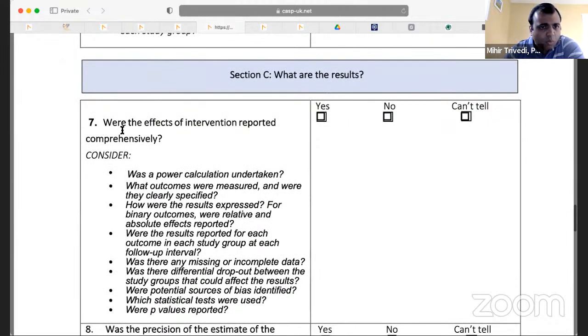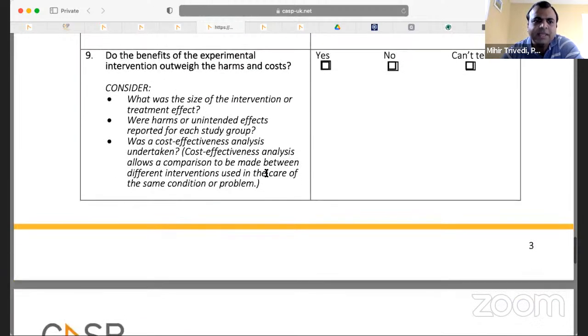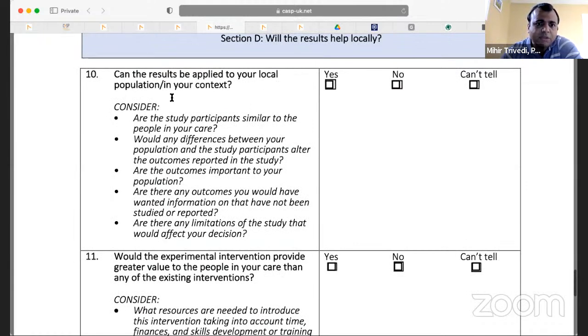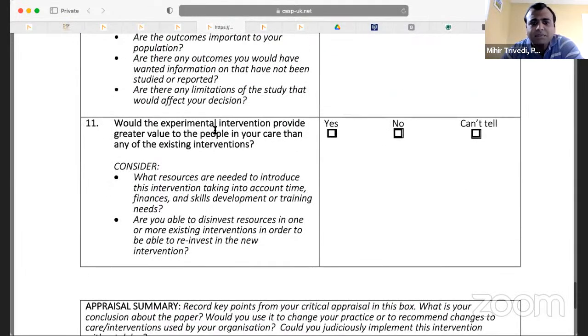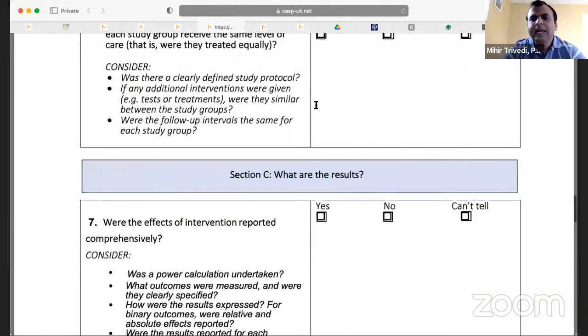Section C, were the effects of intervention reported comprehensively? Was the precision of the estimate of the intervention or treatment effect reported? Do the benefits of the experimental intervention outweigh the harms and costs? In section D, can the results be applied to your local population or in your context? Would the experimental intervention provide greater value to the people in your care than any of the existing interventions? So that is it.